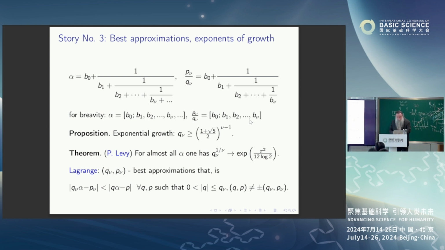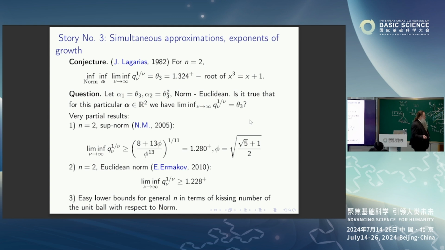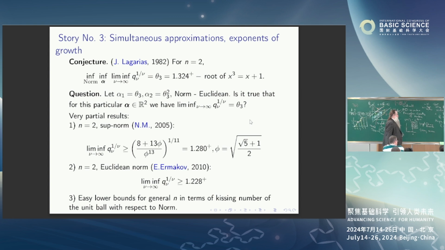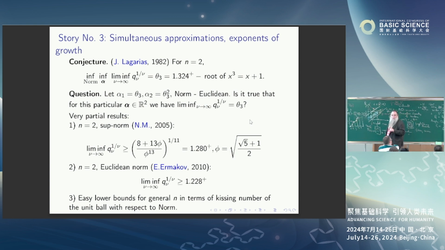Well, this problem turned out to be not so easy. Let me not explain why, but let me just simply give a brief history. Some time ago, in dimension 2, Lagarius conjectured that the lowest exponent of growth is related to the root of this polynomial. This is a very nice polynomial which has one real root and two complex roots.